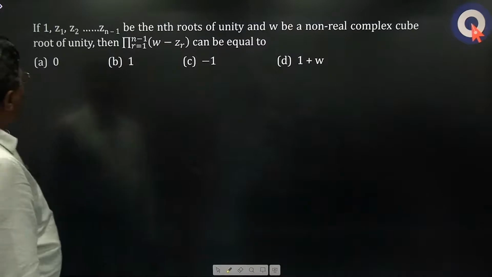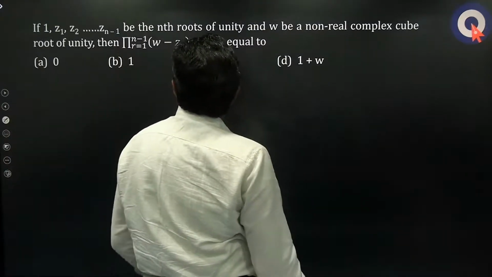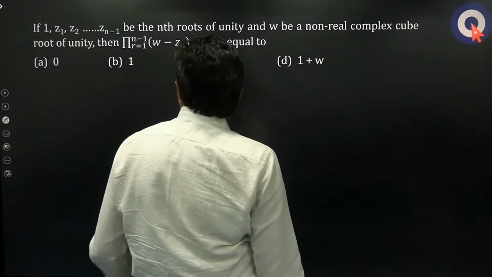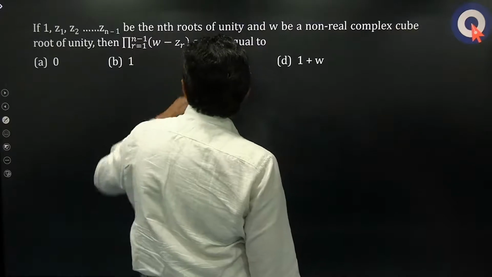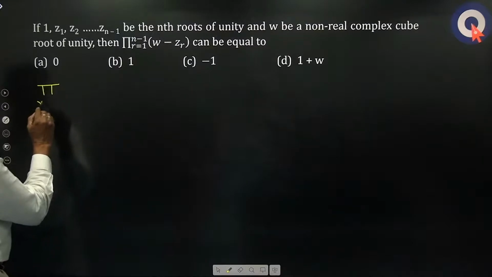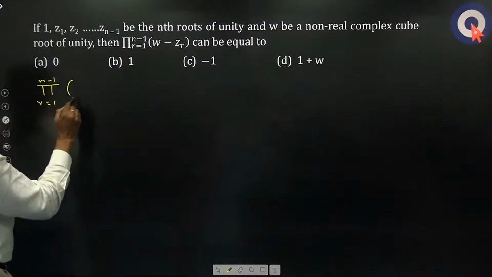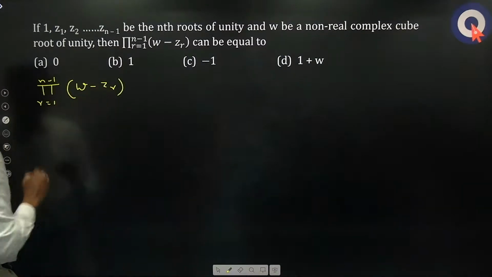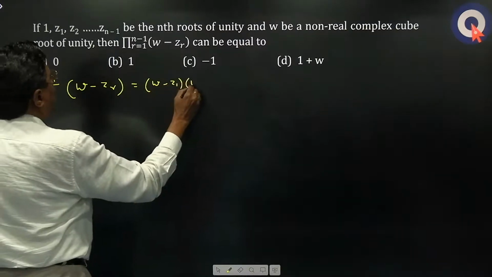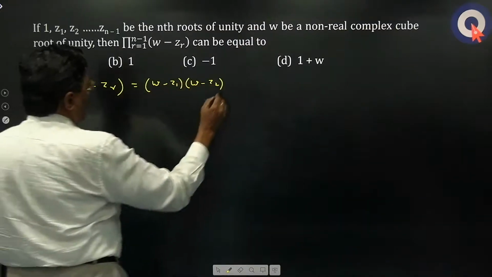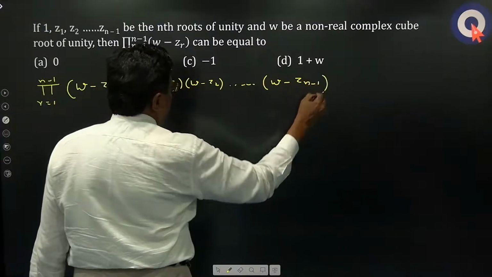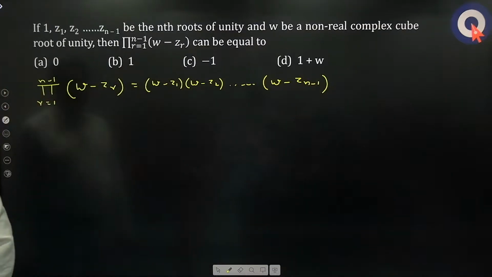If 1, z1, z2, etc., zn minus 1 are the nth roots of unity and omega is a non-real complex cube root of unity, then find the continued product of omega minus zr, r equal to 1 to n minus 1. So this is omega minus Z1 into omega minus Z2, and so on, omega minus Zn minus 1, right? So this continued product is what is required for us.